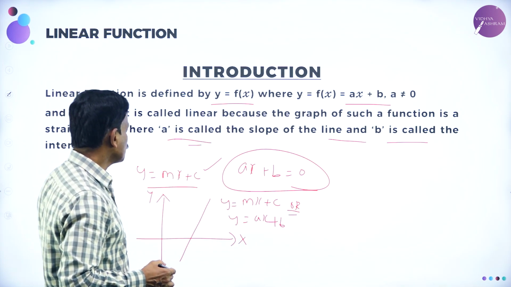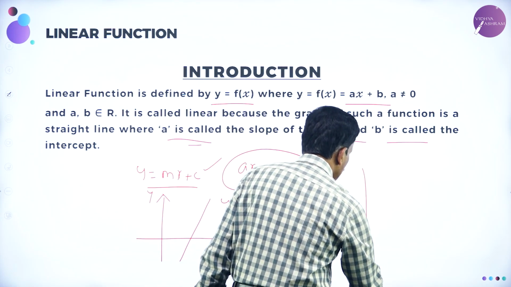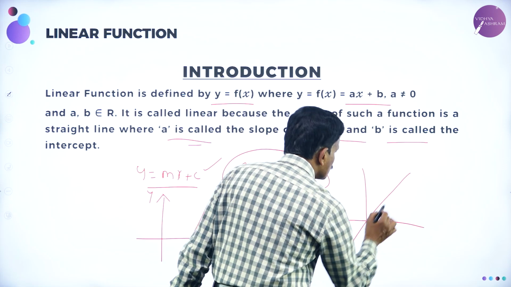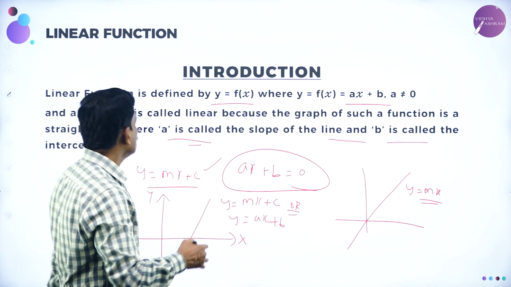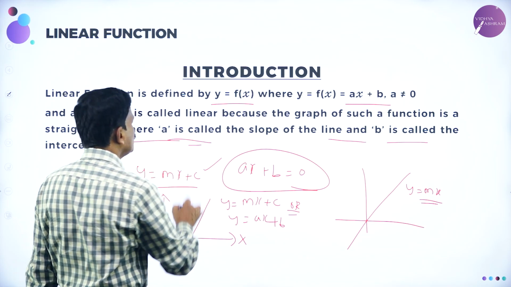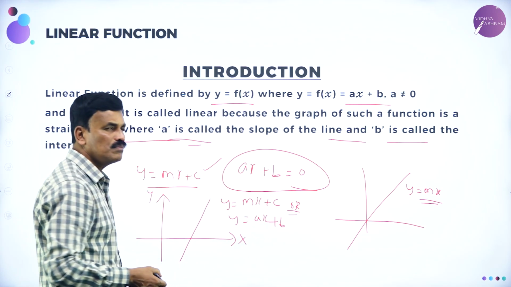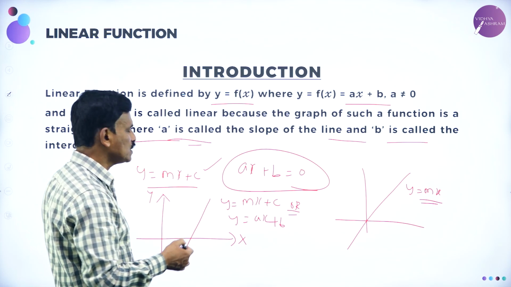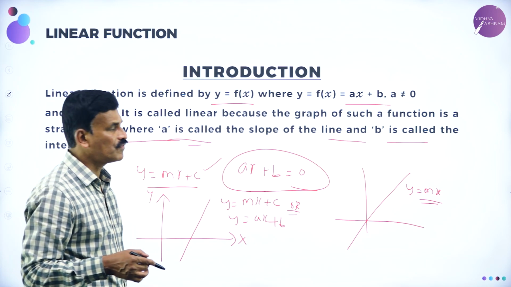Suppose y is equal to mx, there is no value of c, then it is a straight line which passes through the origin. So y is equal to mx. Here, a is called the slope and b is called the intercept of the given line. So this is how we represent a linear function.